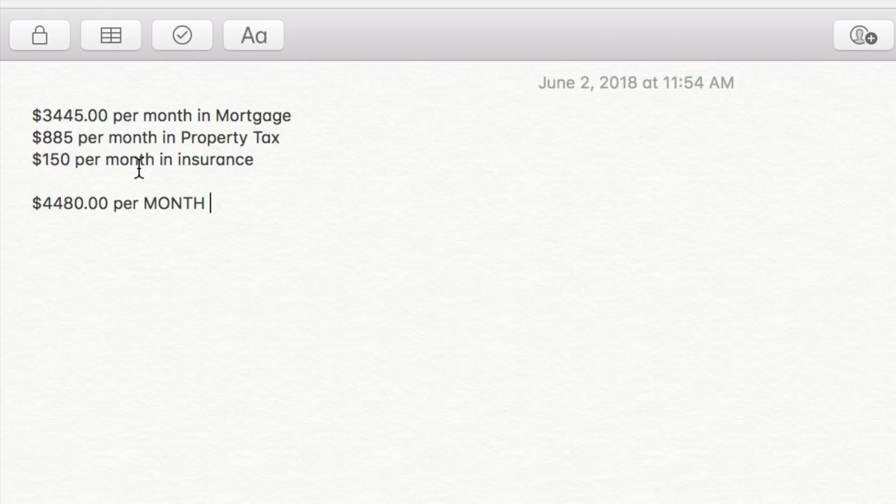Now, this does not also include repairs, does not include vacancy or anything else that might come up during your ownership of this. Let's just say everything else considered, it's probably an extra $300 per month.